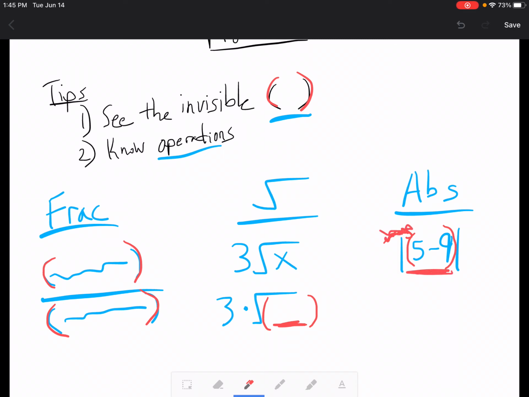And then essentially whatever is in here, when you get rid of the absolute value bars, is going to become positive. So here we have 5 minus 9, absolute value of -4. In order to drop the absolute value bars, we're going to make it positive. So it's just going to become positive 4. All right, so now that we've gone over that, let's talk about some examples.